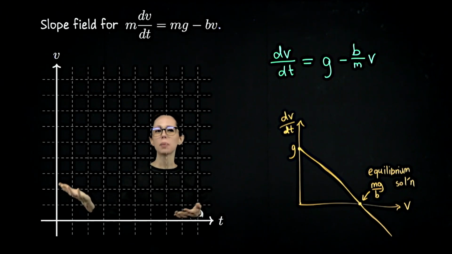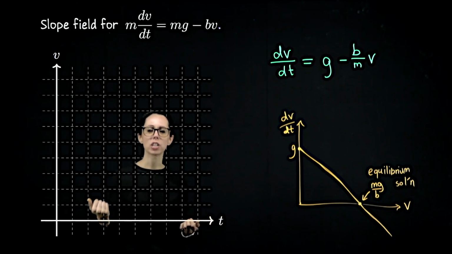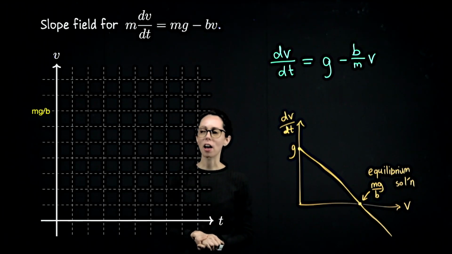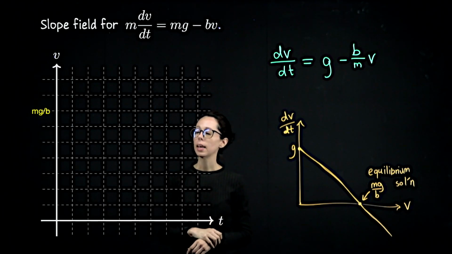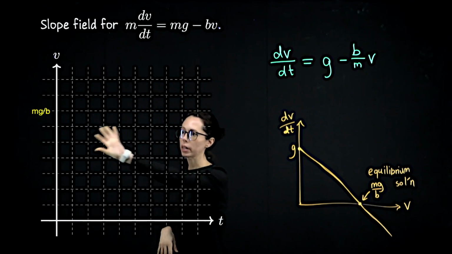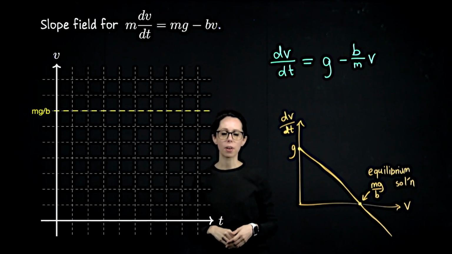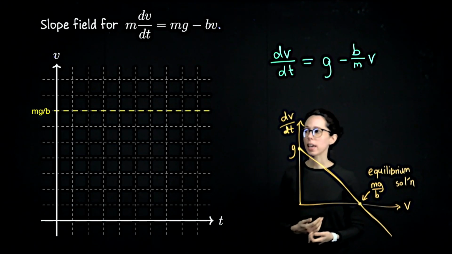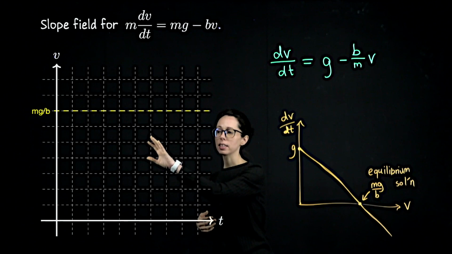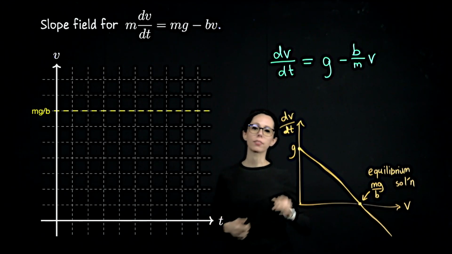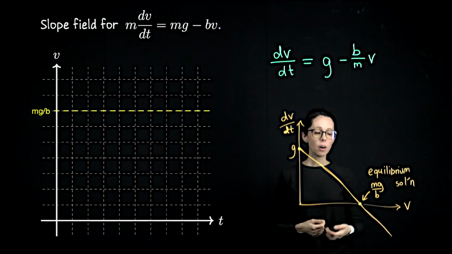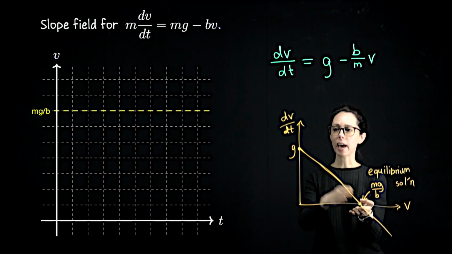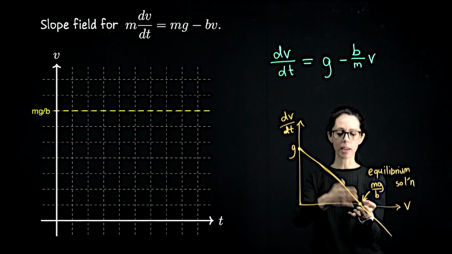We don't have m or b specified in this equation. I'm working in generality, so I'm just going to say there is mg over b on the vertical axis. Since this is an equilibrium solution, what we're going to do now is graph a bunch of little line segments straight across to the right, which are flat, indicating that if your velocity is at that level, mg over b, it's going to stay there forever. Now, if we want to look at velocities above or below that level, we can see how the rate of change of velocity with respect to time would change.